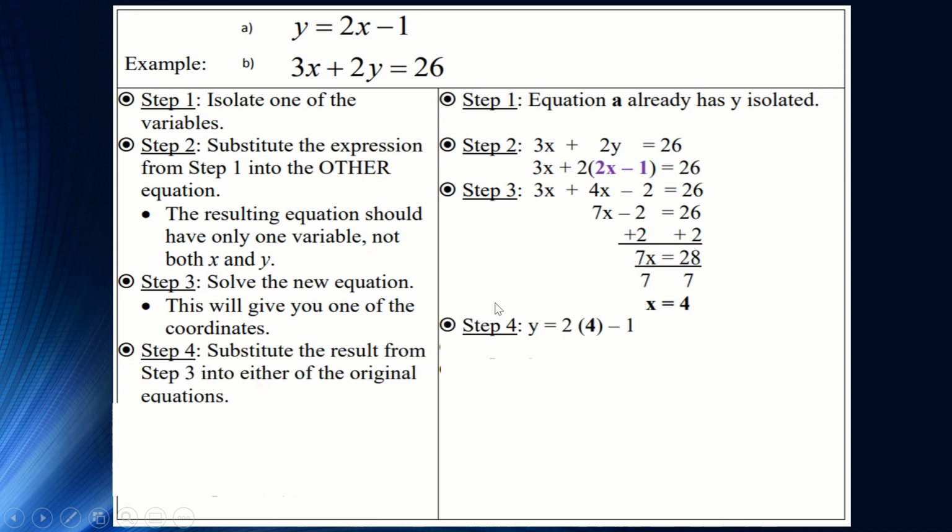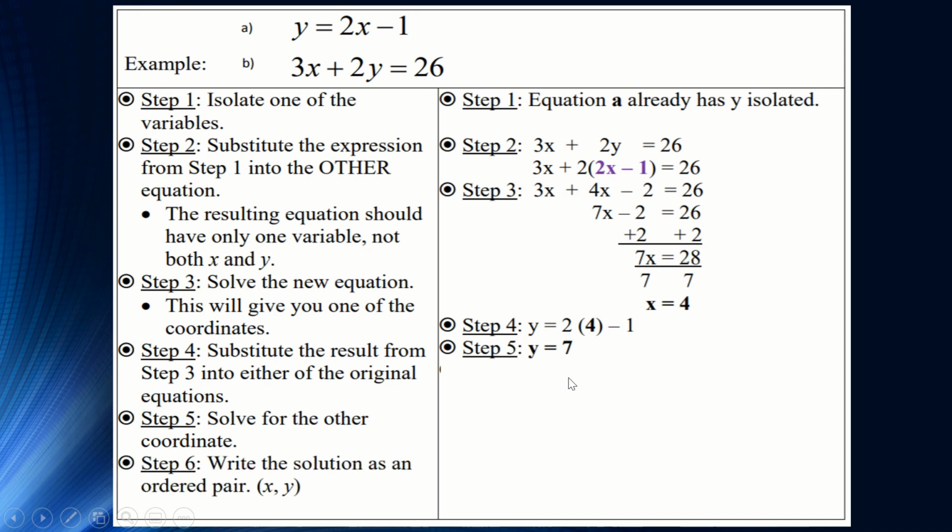So step 4, substitute the result into one of the original equations. So x is 4, I wrote equation A, but instead of x, now we have 4. So 2 times 4 is 8 minus 1 is going to be 7. So step 5, solve the other one, y is 7. Step 6, write it as an ordered pair. We have our x, we have our y. There it is. The correct answer is 4, 7.